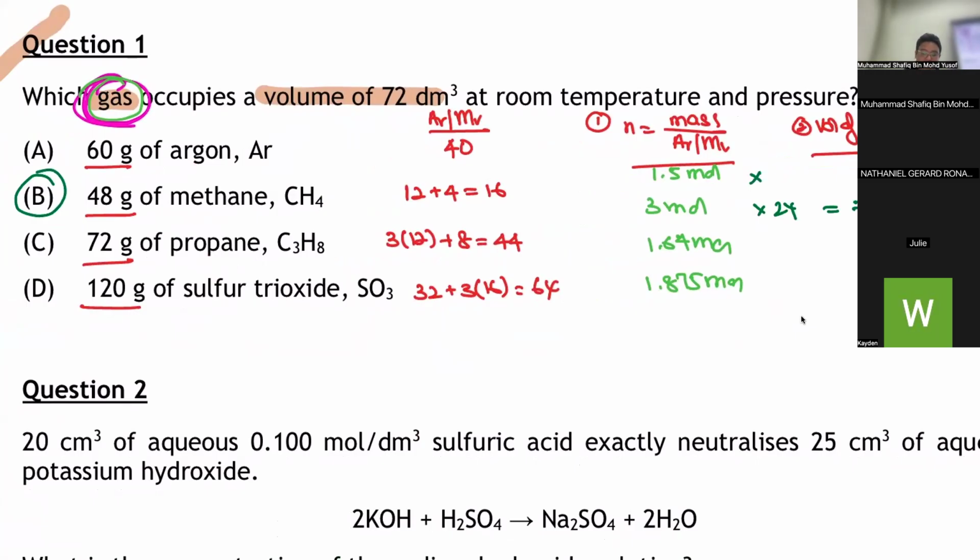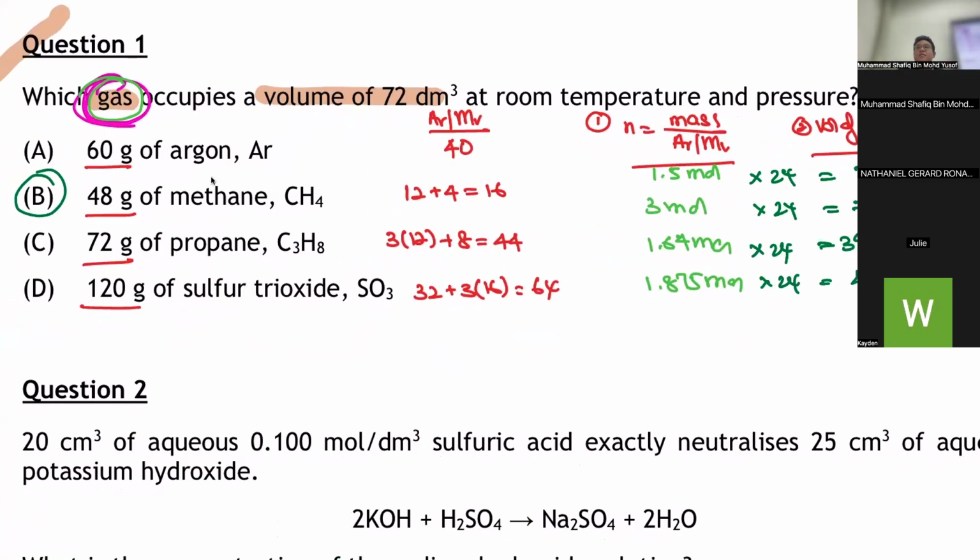The rest of them, if you times by 24, you'll get this one, 36. Then this one times 24, wait, let me press my calculator, this is 45. This one 1.64 times 24 is 39.4. Okay, so the only one that makes sense is B.